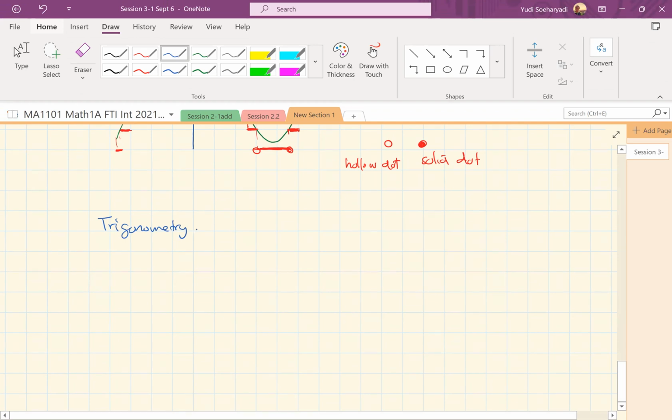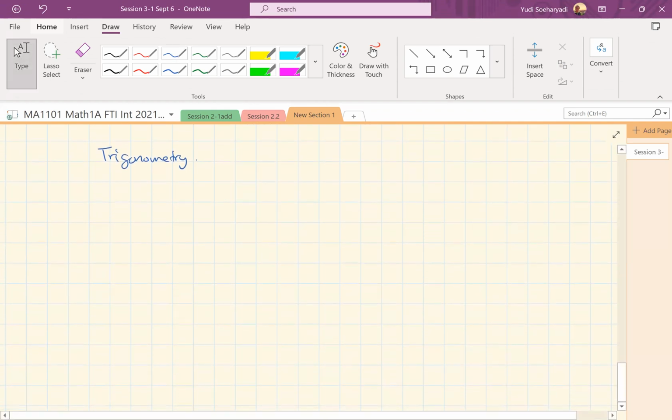All right, so we have two versions of trigonometry, trig functions. One is what we call triangular trigonometry, and one is trig calculus.